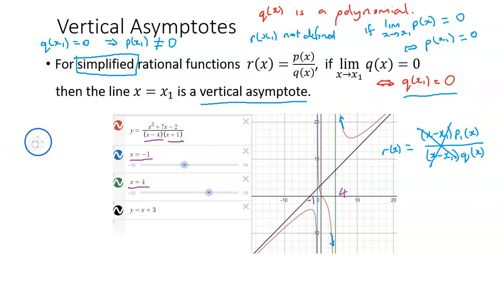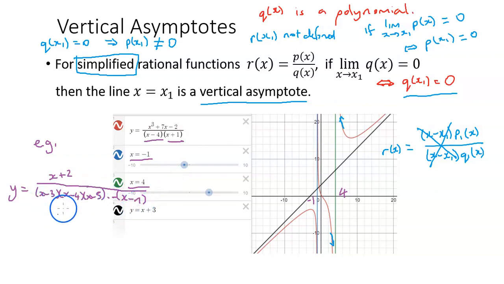For example, you could go to Desmos and you could graph y equals x plus 2 divided by x minus 3 times x minus 4 times x minus 5, and you can do as many of them as you like, and you would see that there are asymptotes at 3, 4, 5, all the way up to n. That was just worth noting because when we talk about horizontal asymptotes next, the degrees of the polynomials are kind of important there. And same for oblique asymptotes.